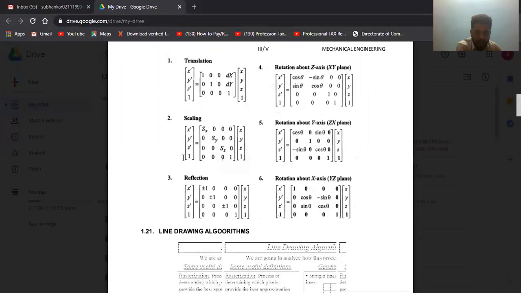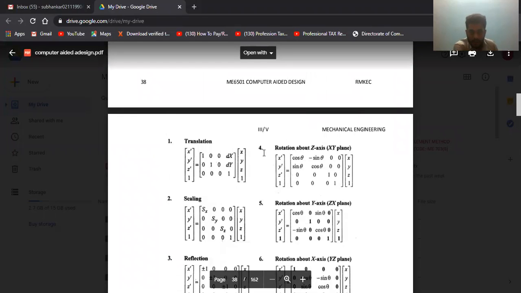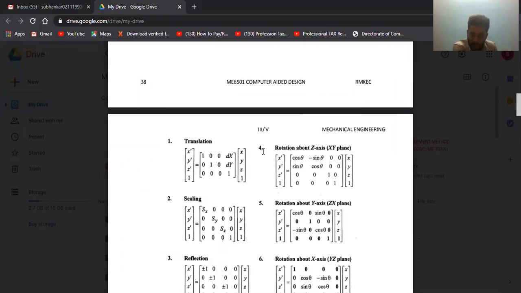If it is 2D, it will be what? 1 0 0 1. If it is 3x3, it will be 1 0 0 0 1 0 0 0 1. Yes, sir, same thing I am doing over here. Yes, sir. This is number 4, rotation of any object about the z axis.